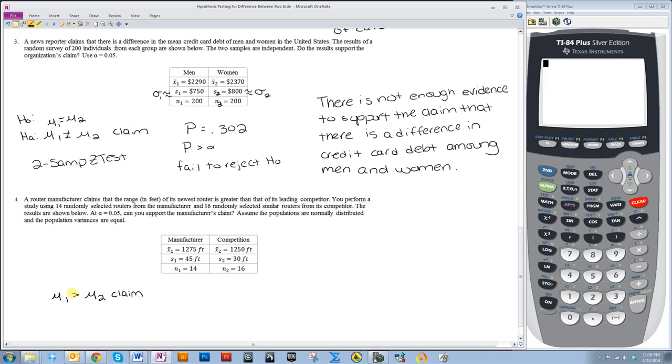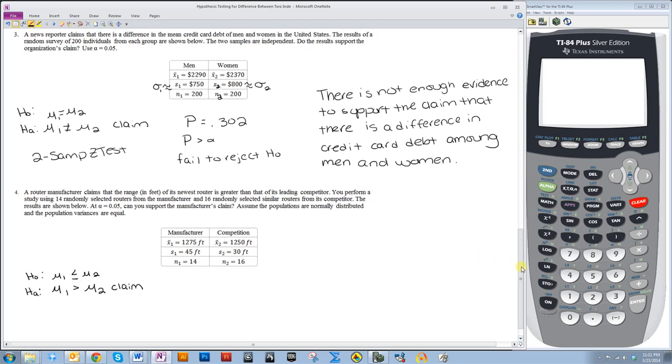The first thing I need to do is write out my hypotheses. It says the range is greater than the competitor, so the mean range of the first one is greater than the mean range of the second one, and this is the claim. Because this has a greater than symbol with no equality, that makes this HA. HO is the exact opposite, so we'd have mu1 and mu2, with the symbol pointing to the left and containing an equal sign on the bottom.